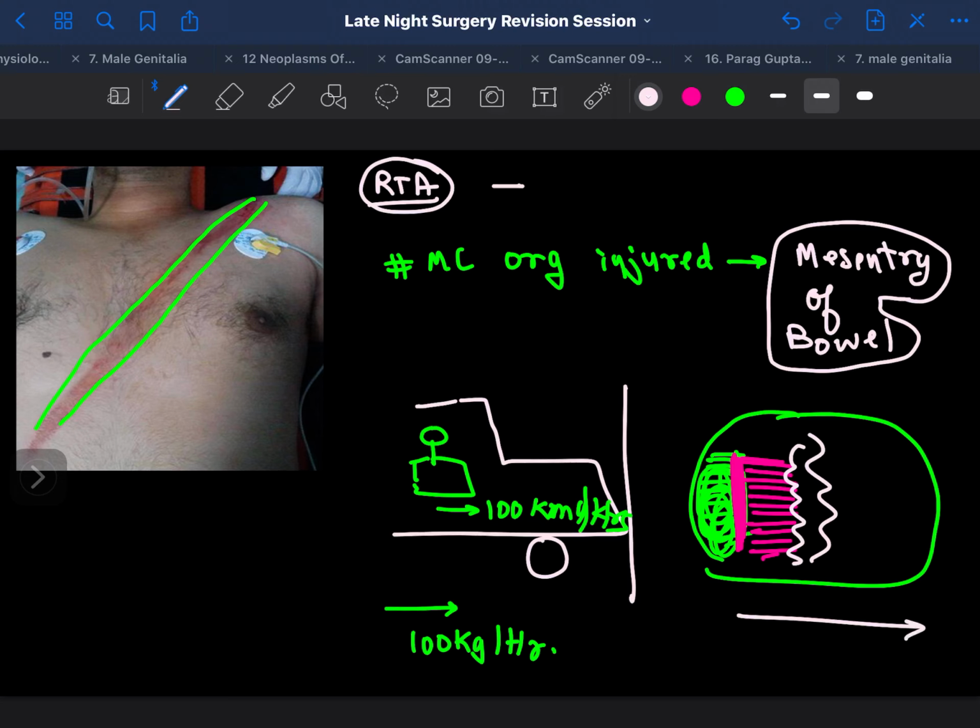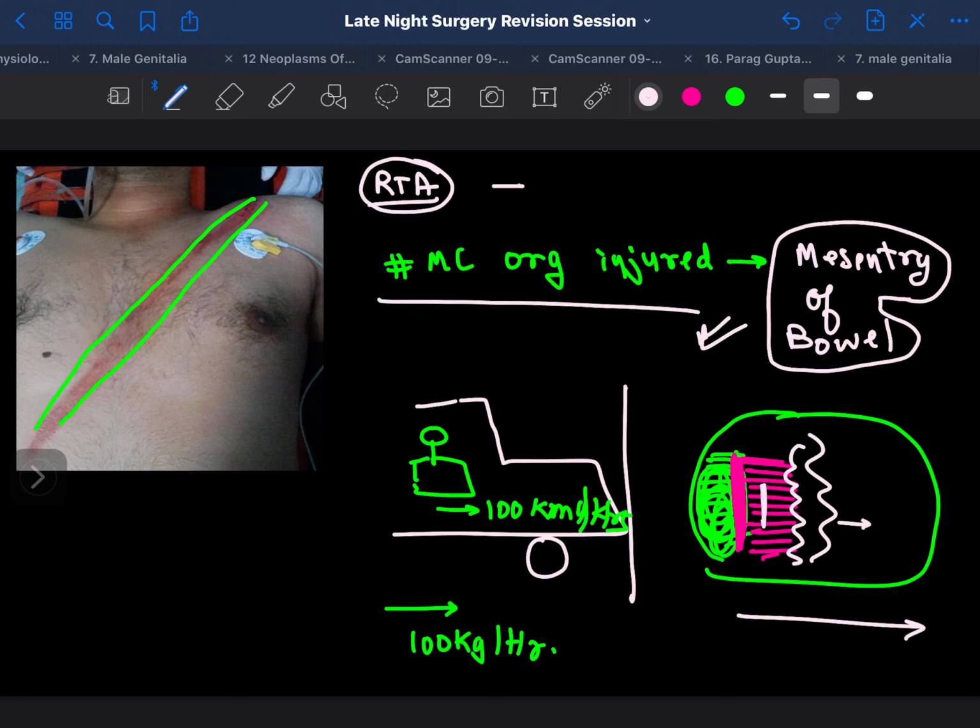We all know that. Now, because the person was moving with 100 kilometers per hour, the intestine was also having a kinetic energy. It was also moving forward. The person has come to a standstill, but the intestine is still continuing to move. Are you understanding my point? So because of this, what is going to happen? There's going to be a traction generated in the mesentery, and that is why there is going to be a break in the mesentery. So this is the mechanism why the mesentery is the most common organ injured in seat belt injury. If you understand, that's great.